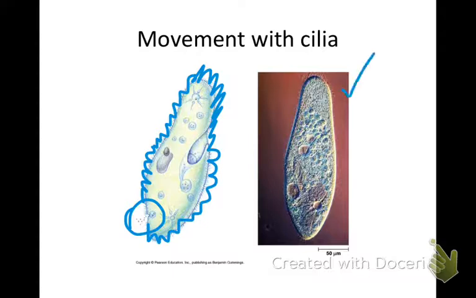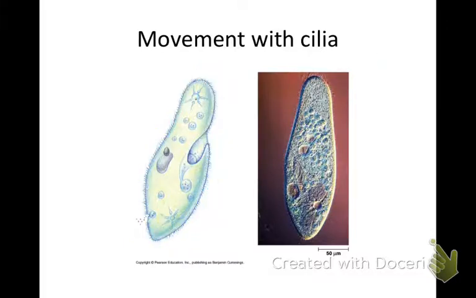If you look at this microscope picture, you can barely see it. It makes the picture look really grainy, but it's not. It's cilia. It's used for movement.